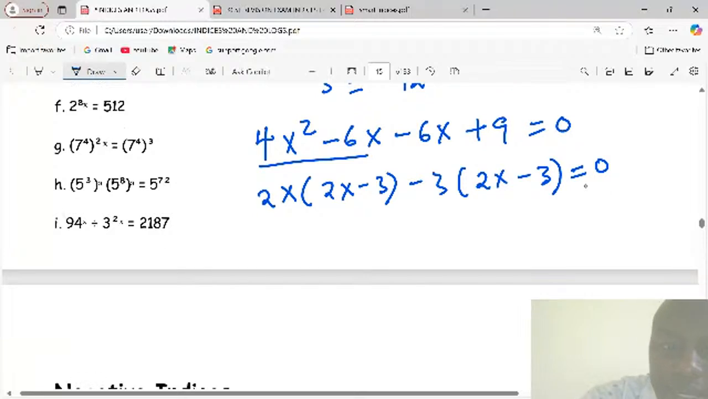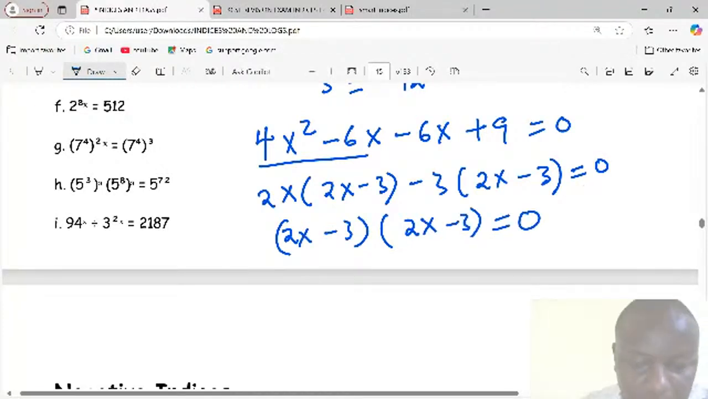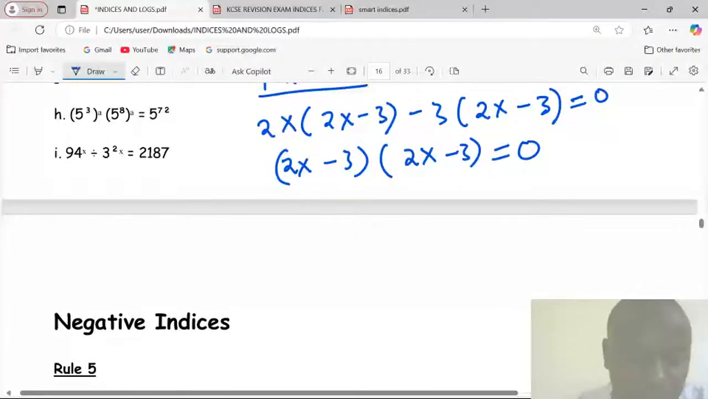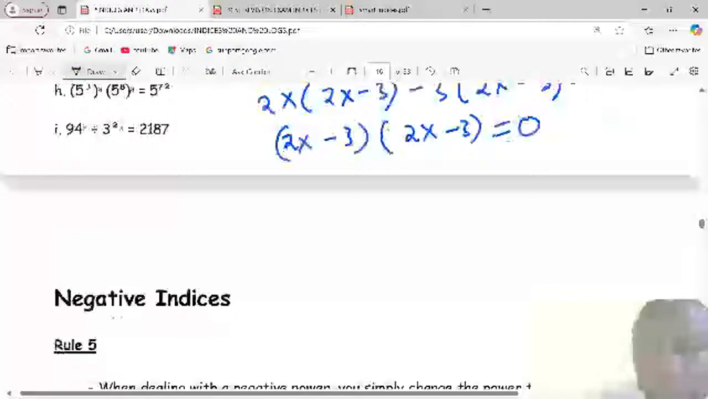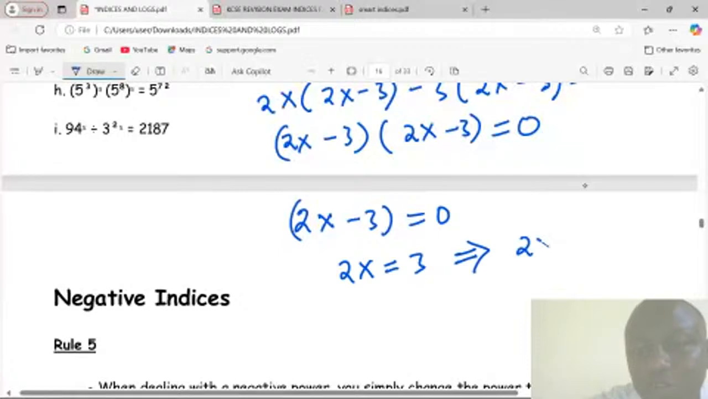From the brackets, we are having 2x minus 3. And outside the brackets, we are also having 2x minus 3. This is generally equal to 0. If this is equal to 0, we can see that we are dealing with what we call a perfect square. So 2x is equivalent to positive 3. This implies that 2x is equal.